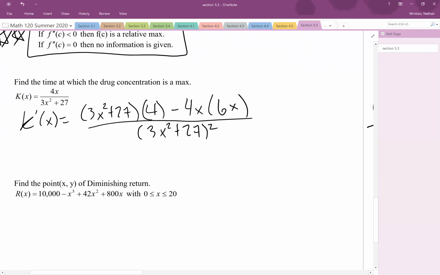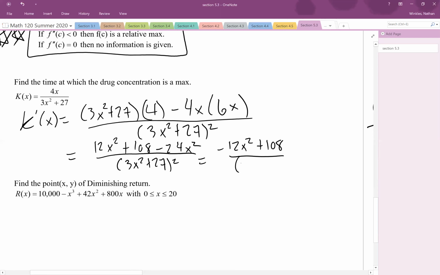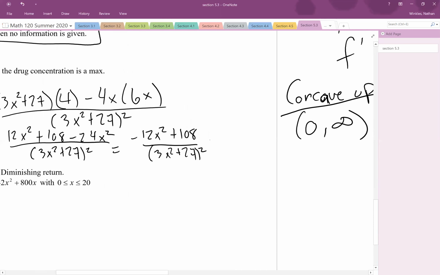We want to simplify this. So we're going to get 12x squared plus 108 minus 24x squared over 3x squared plus 27 all squared. So minus 12x squared plus 108 over 3x squared plus 27 all squared. If we set this equal to 0 and solve, the denominator we don't care about. So minus 12x squared equals negative 108. X squared equals 9. X is equal to plus or minus 3.